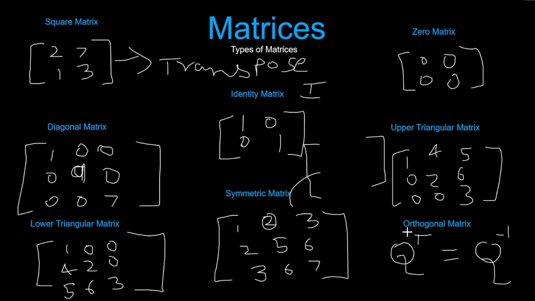So the next type of matrix is the orthogonal matrix. It is a matrix where the transpose of the matrix is equal to the inverse of the matrix. We will see later what we mean by the inverse of the matrix. For now, let's assume that the inverse is like the reciprocal of the matrix. So these are the types of matrices.